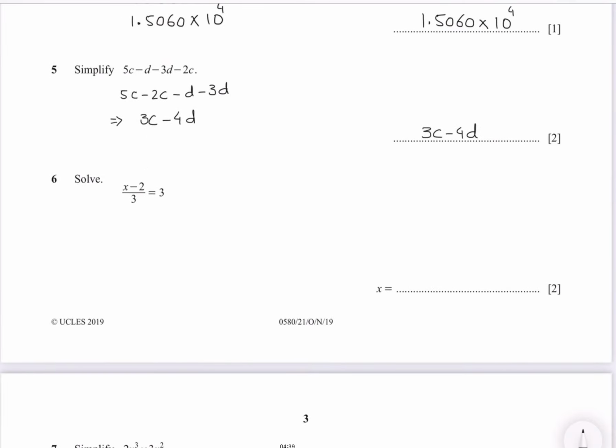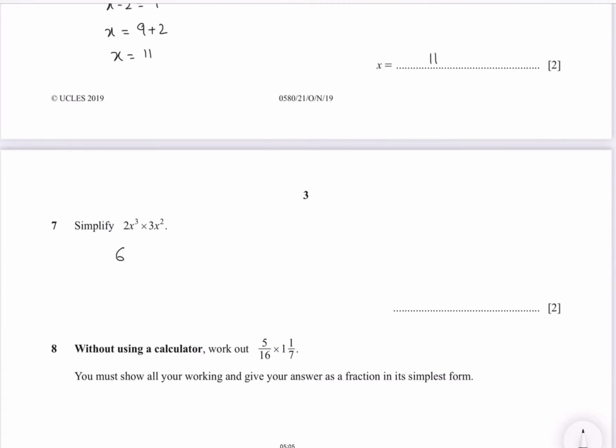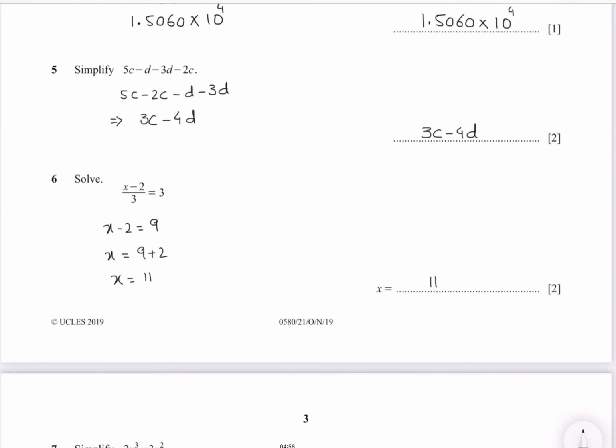Question number 6, solve (x minus 2) over 3 equals 3. So the denominator 3 will go to the other side of the equal to sign and it would multiply 3 there. So it becomes x minus 2 is equal to 9. And from here you find x. So x would be 11.